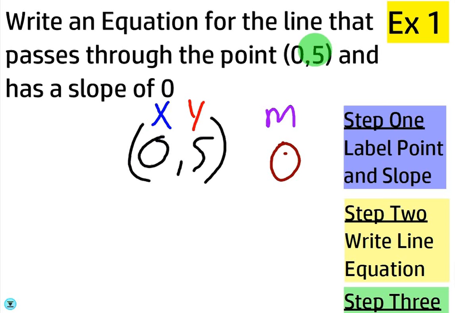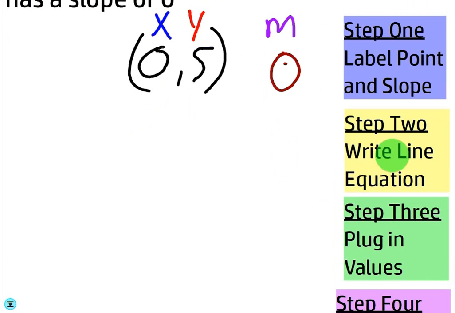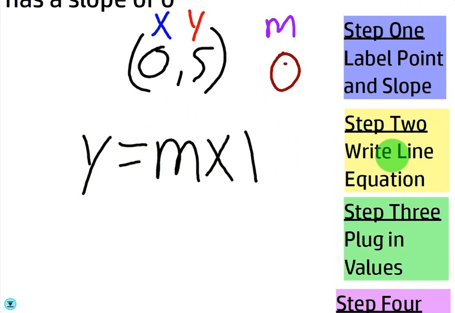All right, and then you can just write this equation once at the top of your worksheet. Next step says to write the line equation. What's the equation for a line? Who can tell me? Y equals something. Thank you. Y equals mx plus b.